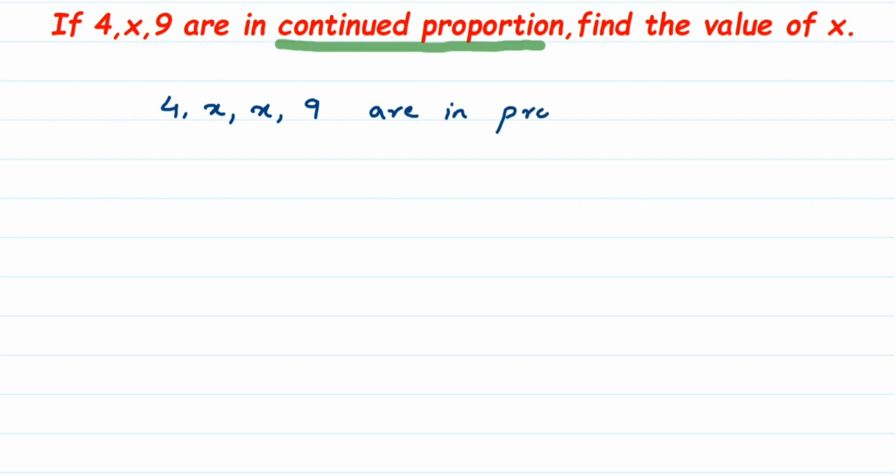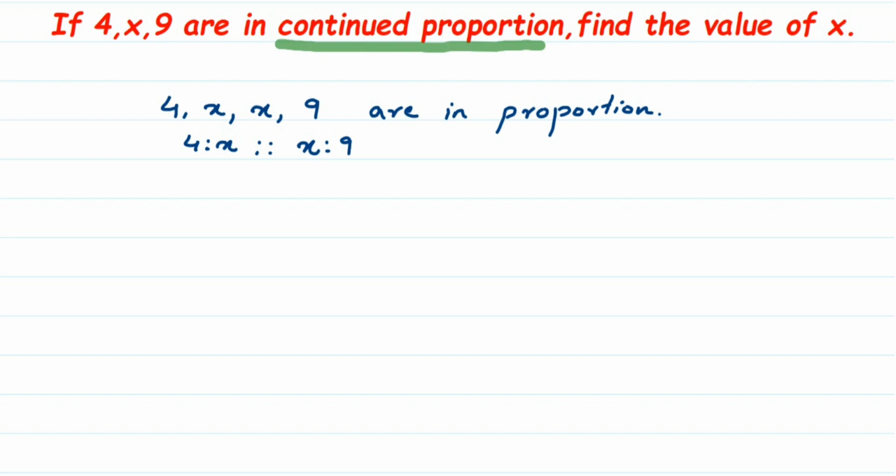Now if they are in proportion, we can write this again as 4 is to x. The two colons you see, they are the symbol for proportion. Is in proportion with x is to 9. That's it. And you have learned that in proportion, the product of the extremes is equal to the product of the means. Now what are extremes and what are means?